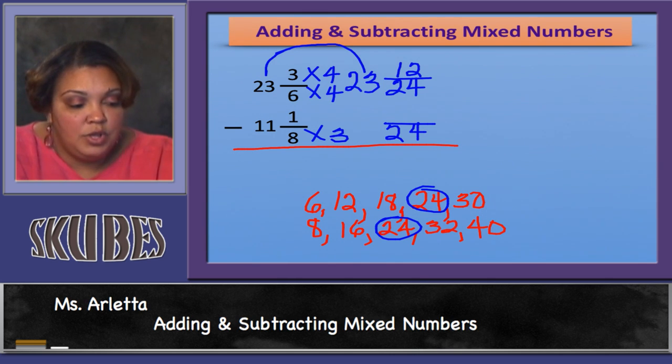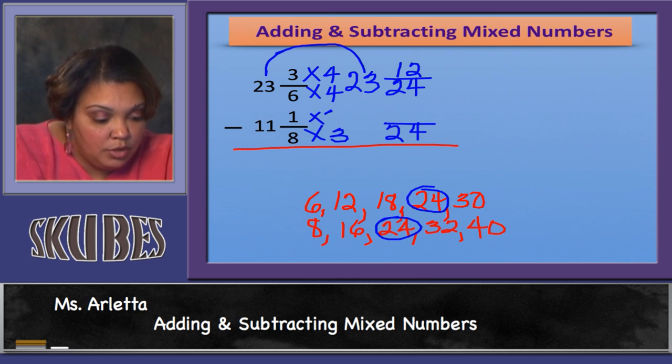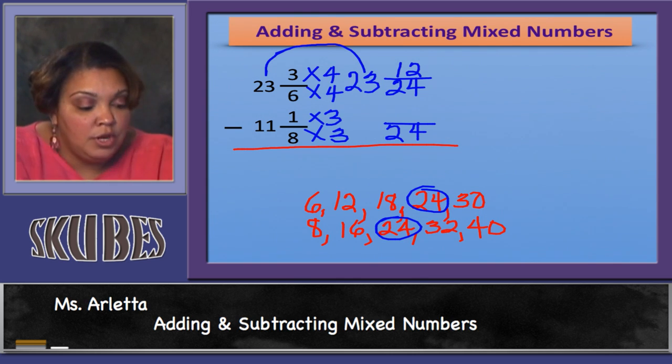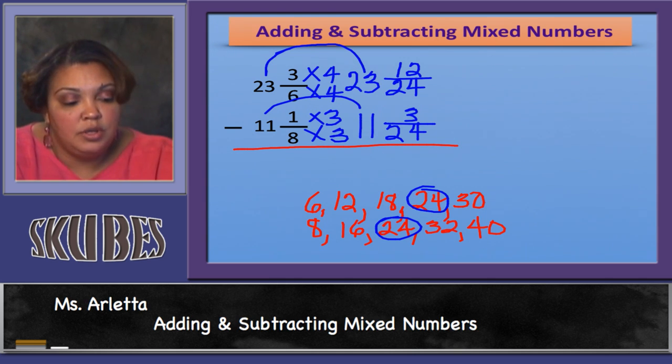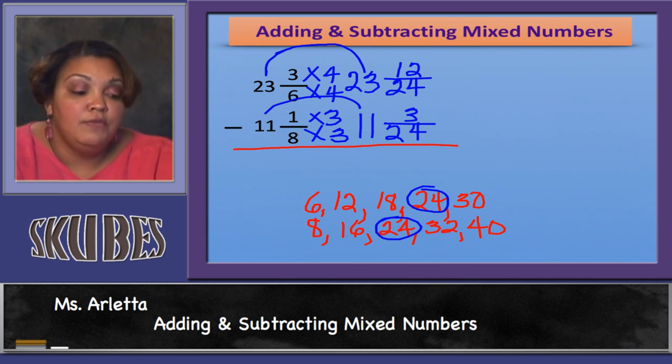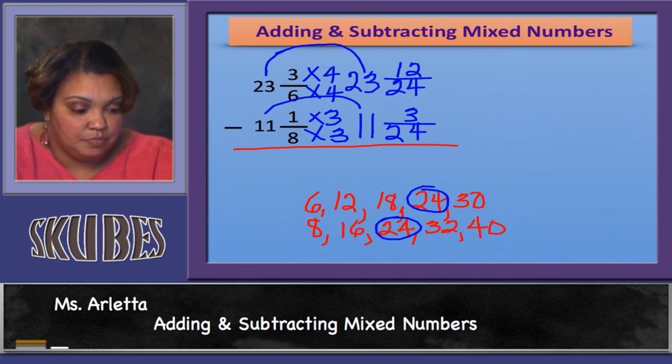Okay, just like we did on the top fraction, we'll do on the bottom. If we multiply times 3 on the bottom, we must multiply times 3 on the top in order to make that equivalent fraction. And that 1 times 3 is 3. And remember to bring that 11 over, that whole number. Now we have 23 and 12 24ths minus 11 and 3 24ths. If you notice, now we have a common denominator. The only way you can add or subtract fractions is to have a common denominator.